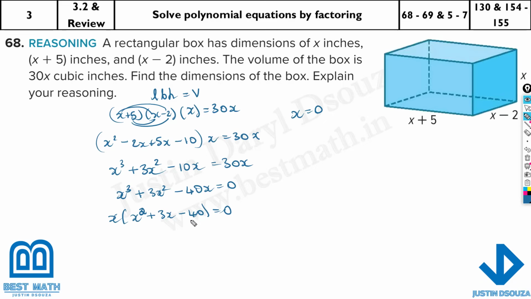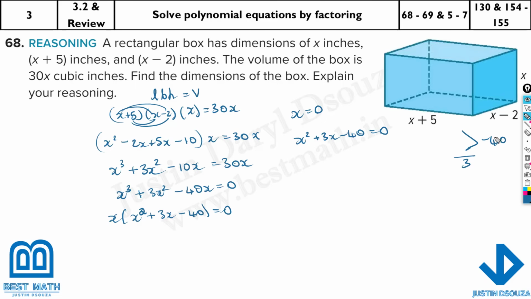What about whatever is inside? How do we solve it? x squared plus 3x minus 40 is equal to 0. I'll do the actual method and then I'll tell you the shortcut calculator method as well. Here, what is the coefficient of x squared? It's 1, multiplied by minus 40 is minus 40 itself. And what is this term? It's 3. So we need two numbers that multiply to give us minus 40 and add up to give us 3.